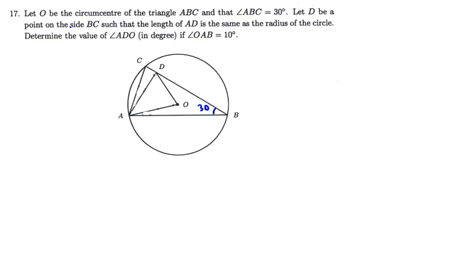Let D be a point on the side BC such that the length of AD is the same as the radius of the circle. So it is equal to this. Determine the value of angle ADO. Let angle OAB, which is 10, be given. Now we want to find alpha.